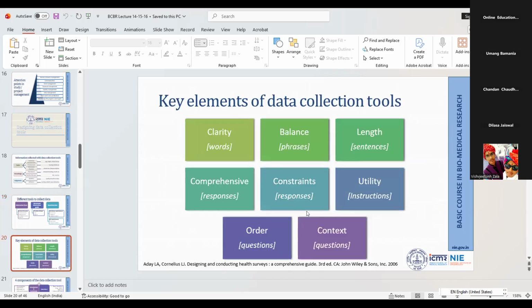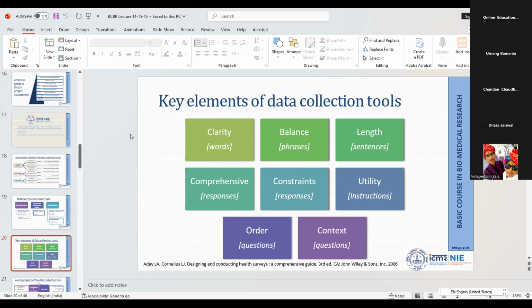So what are the key elements of a data collection tool that we should keep in mind? The first is clarity of words. Every question we are going to ask, the words should be clear. Then balance of phrases and length of sentence. All the phrases should be balanced, and the length not too short, not too long. Then comprehensiveness of response and constraints in response.